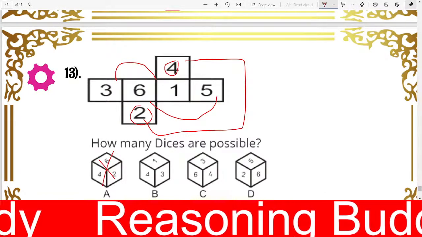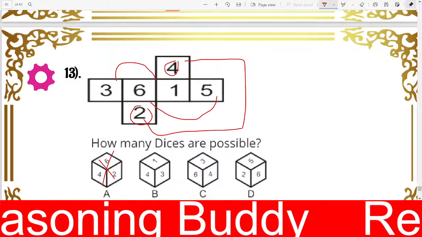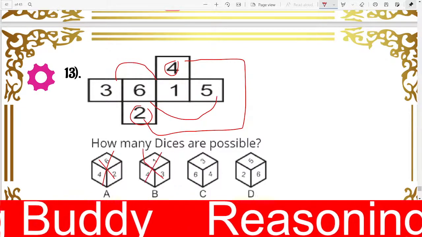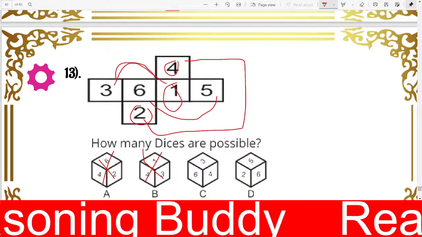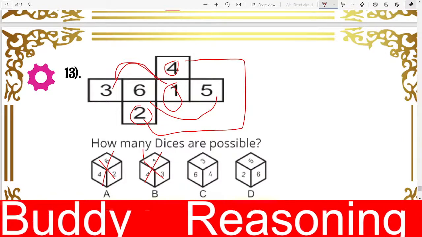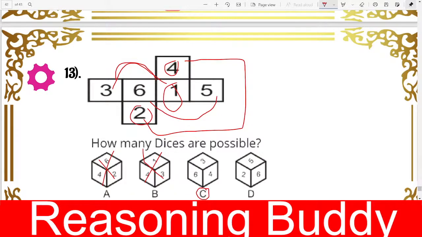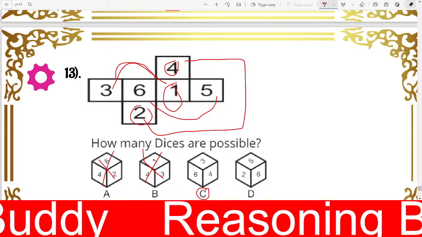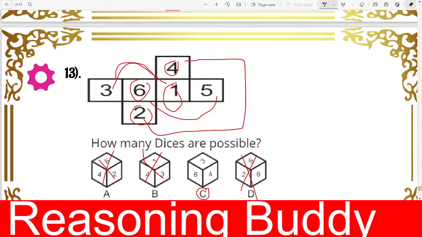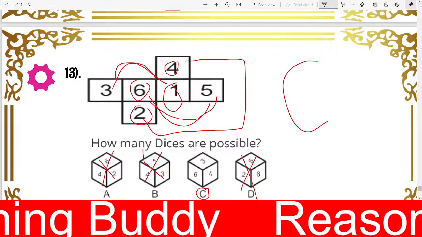Here you can see 2 and 4 is an opposite pair. We have marked it. So 1 4 3. So 1 and 3 is an opposite pair. So 3 6 4, yeah, it can be possible. 2 5 6. So 5 and 6 is an opposite pair, we have drawn a line. So the option is C.